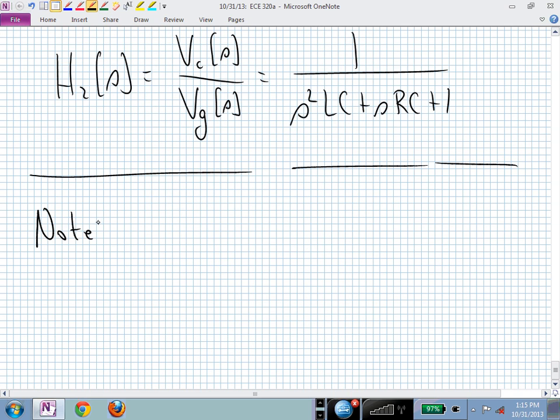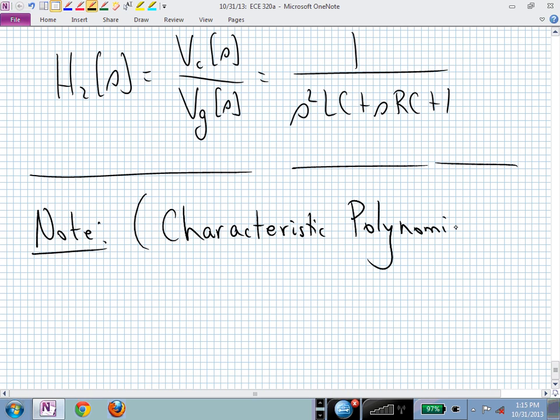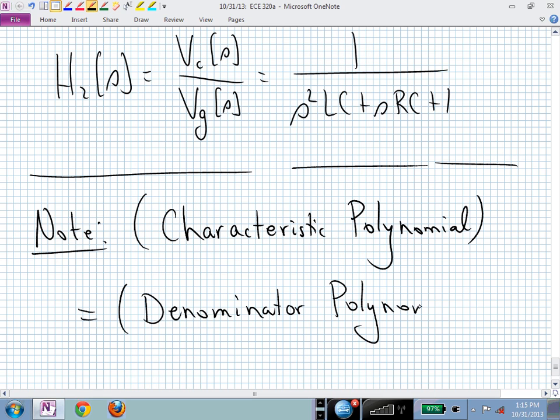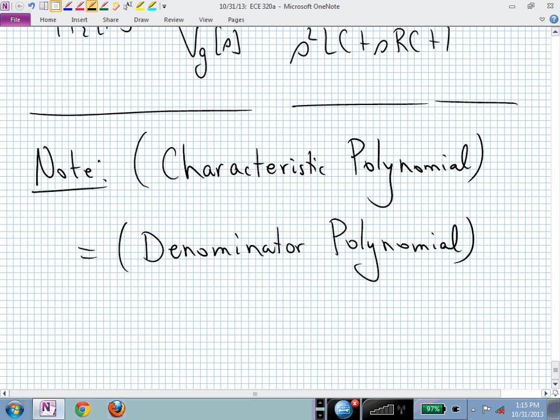What did I say? I said that the denominator sort of provides us the natural or the characteristic behavior of our circuit, and so we actually call that the denominator polynomial, the characteristic polynomial. That's equal to the denominator polynomial. And that's the same in both transfer functions.